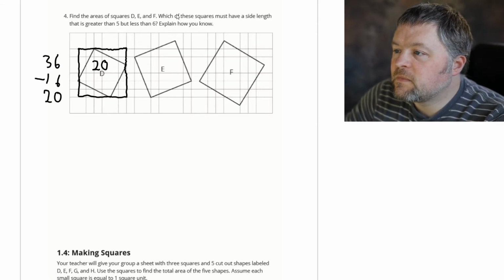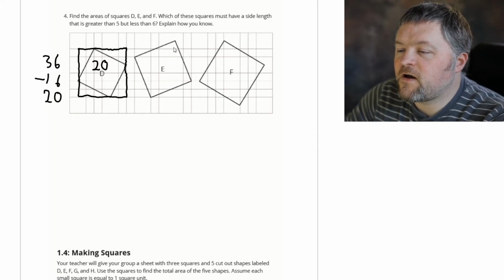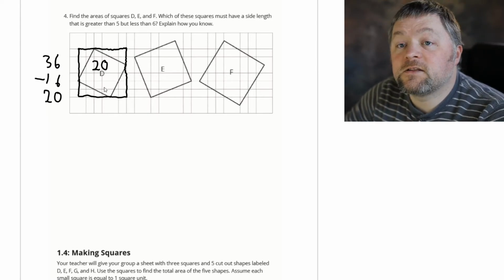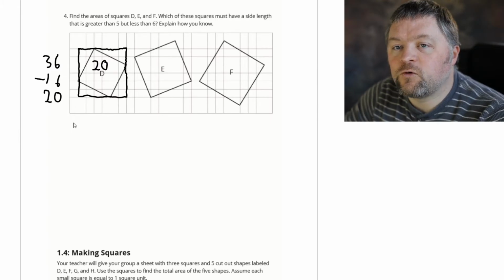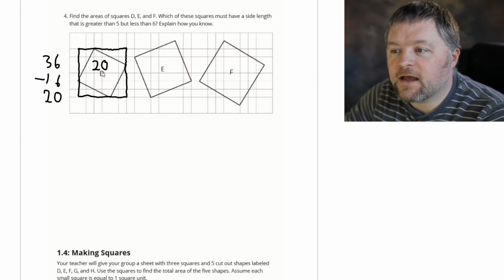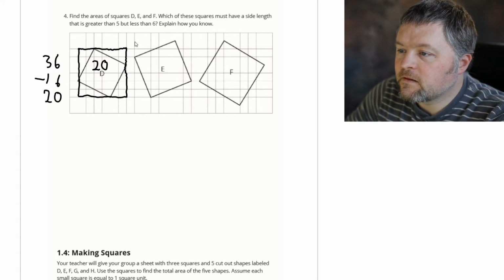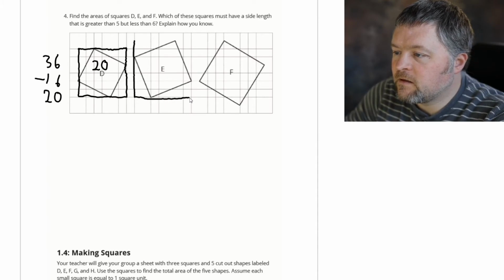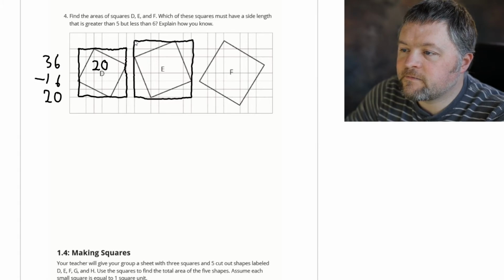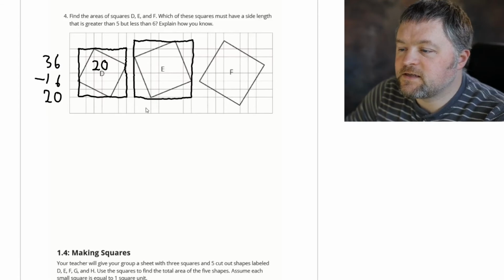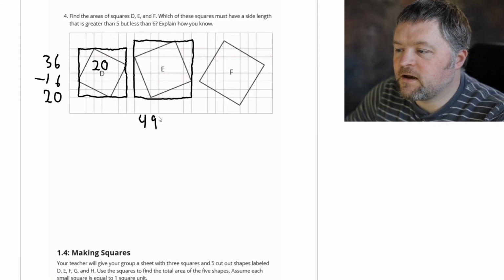Okay. Which of these squares must have a side length that is greater than 5 but less than 6? Well, we know that the square with an area of 25 from the last problem had a side length of 5. So this square is smaller, so its side length must be less than 5. Okay, E, enclose it. What's the size of this outer square? Well, if this one had a height of 6, this one has a height of 7. 7 times 7 is 49.